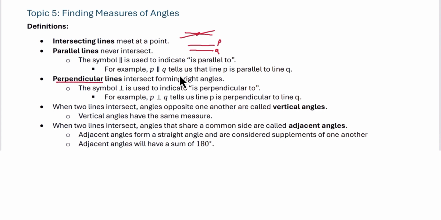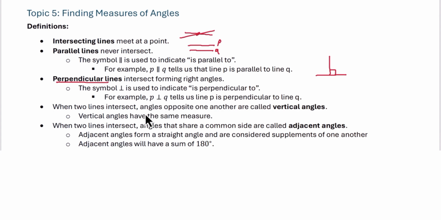Perpendicular lines intersect at right angles. So here we have two perpendicular lines. They intersect at a 90-degree angle. We use the upside down T to represent P is perpendicular to Q.